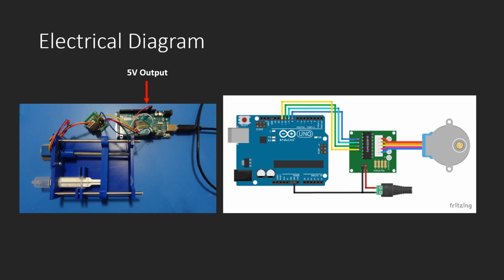However, for my demonstration, I'll connect it directly to the 5-volt output of the Arduino. But keep in mind that if you do this, the motor could actually draw too much current and it could damage your Arduino. So if you try this, do it at your own risk.